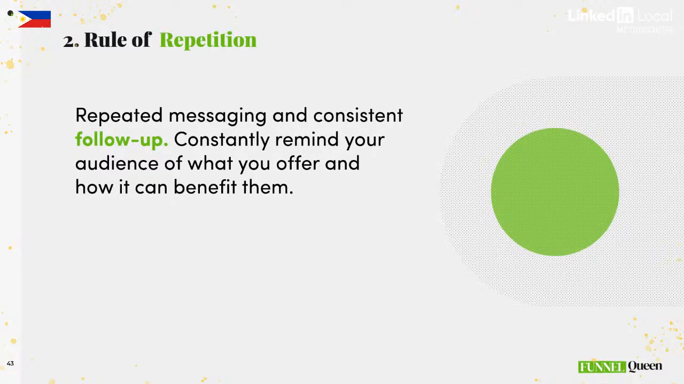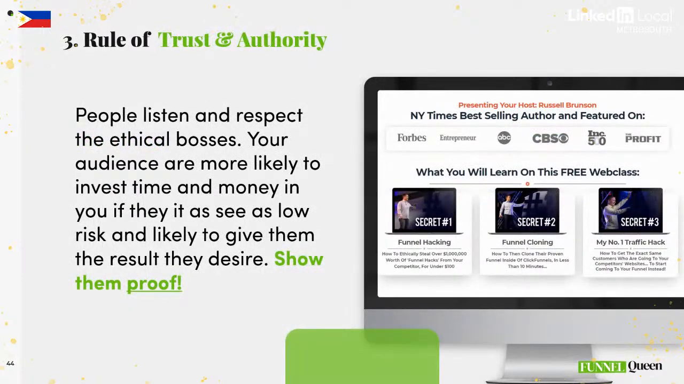All right, let's go to number 3. Rule of trust and authority. People listen and respect ethical bosses. Your audience is more likely to invest time and money in you if they see it as low risk and likely to give them the result they desire.